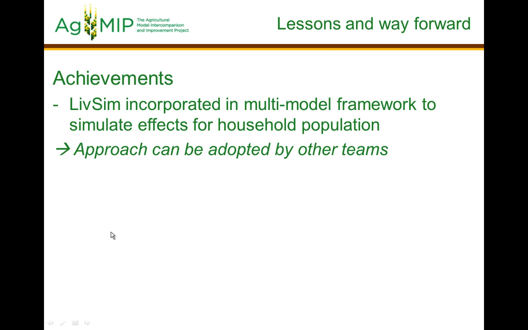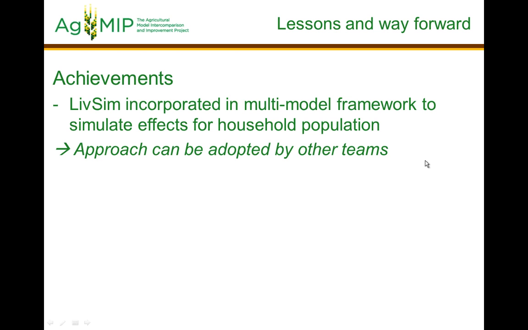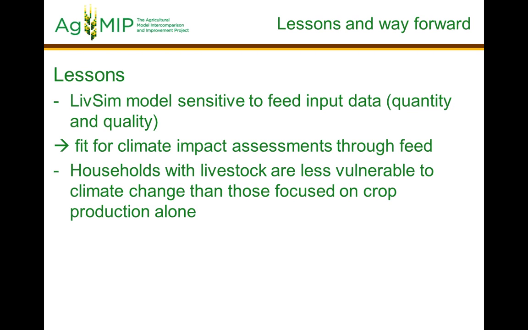Okay, so I have a few more slides to finish off, and then we still have a bit of time for questions. A couple of achievements from phase 1 in the CLIP project is that we've managed to incorporate LiveSim, the livestock model, in a multi-model framework to simulate integrated effects of climate change and adaptation for entire household populations. This approach can now also be adopted by other teams in AgMIP.